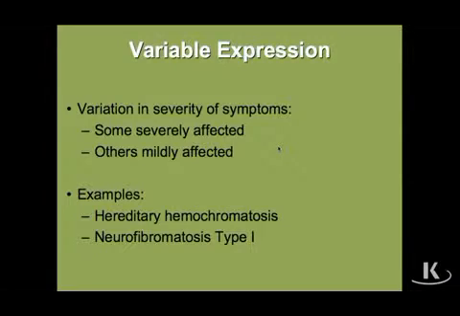The first example of a complication is variable expression. Variable expression simply means that not everyone with a certain genetic disease will have the same severity of symptoms. That is, for any given genetic disease, there will be some patients who have very severe symptoms of that disease, whereas there will be other patients who have much milder symptoms of that disease.